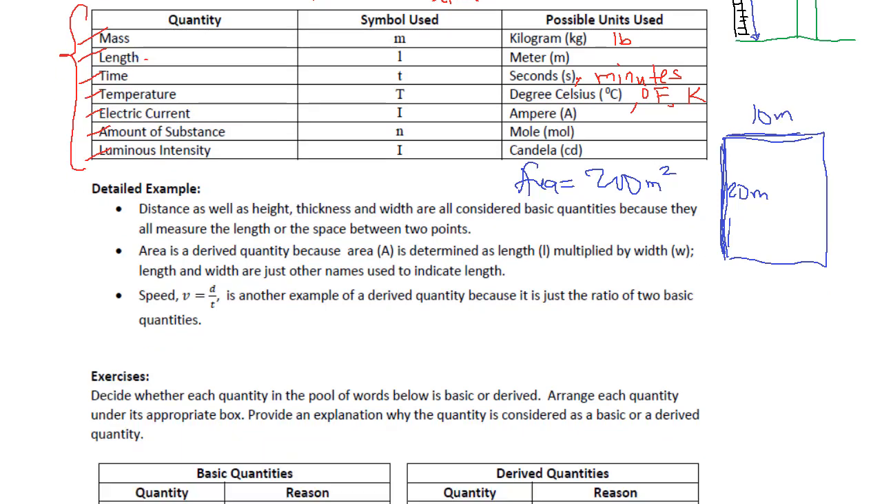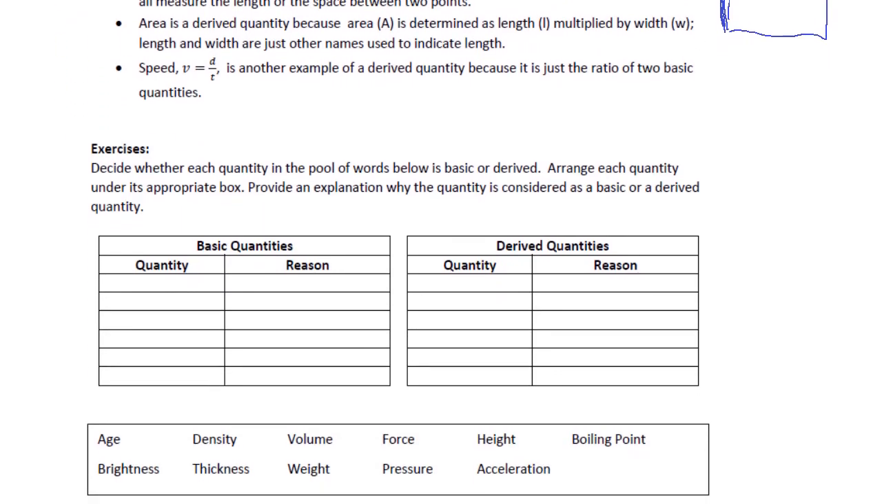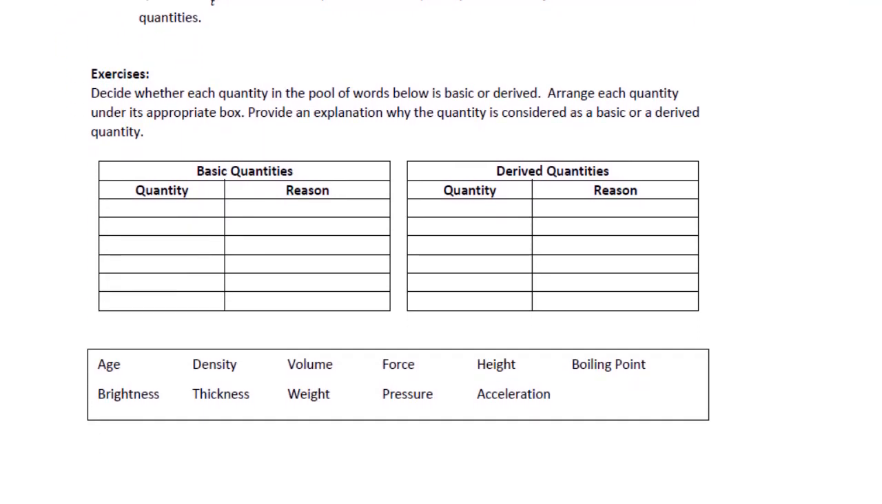Let's try to go down to some exercises. Decide whether each quantity in the pool of words below is basic or derived. Arrange each quantity under its appropriate box. Provide an explanation why the quantity is considered as a basic or a derived quantity.